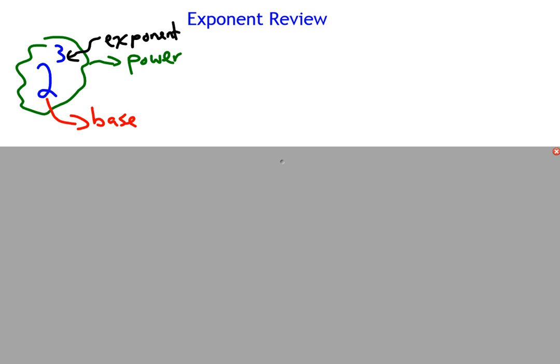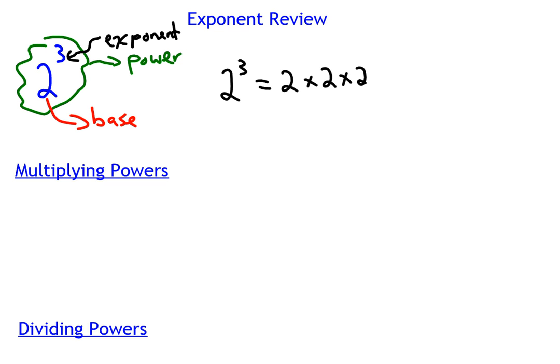And remember that exponents just mean repeated multiplication. So 2 cubed just means 2 multiplied by itself 3 times. So that's what 2 cubed means. All right, let's move on and look at some of the rules for dealing with exponents.